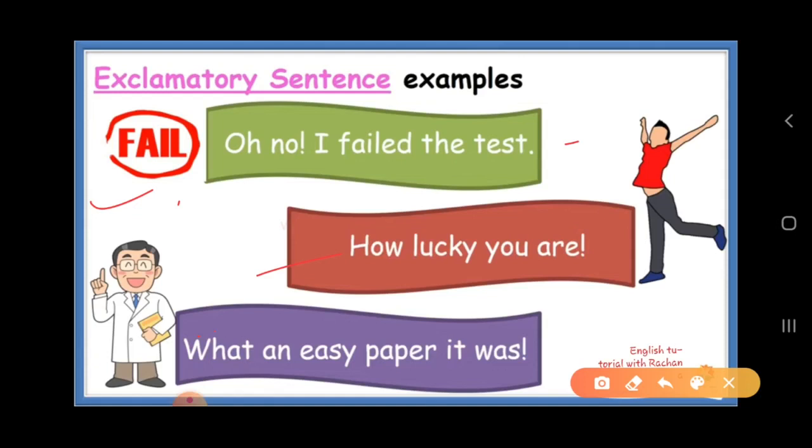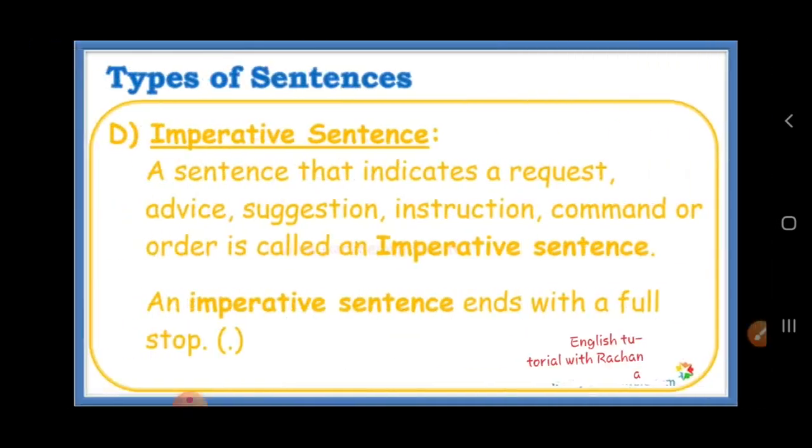So what did I tell you about the exclamatory sentence? To define an exclamatory sentence you would say that an exclamatory sentence expresses the exact feeling of the speaker and it ends with the exclamation mark. Now let us understand the last but not the least kind of sentence, that is the imperative sentence. So the last kind of sentence we have is the imperative sentence.